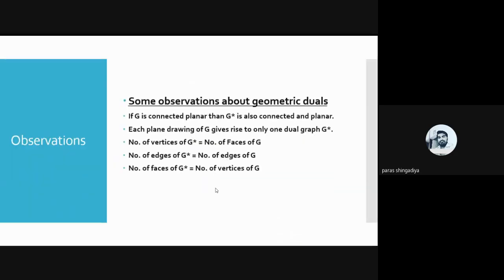And then after, there are a few observations that we discussed. First one: if G is a connected planar graph, then G star is also a connected planar graph. Okay, so let us check one example here, and from this we'll check all these results. This is a planar graph which contains 4 vertices, 5 edges, and let us create a dual graph.